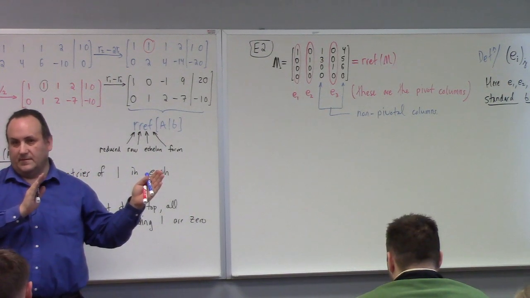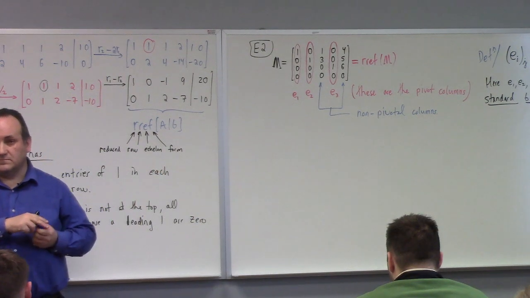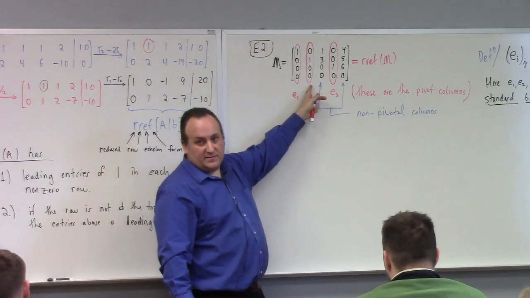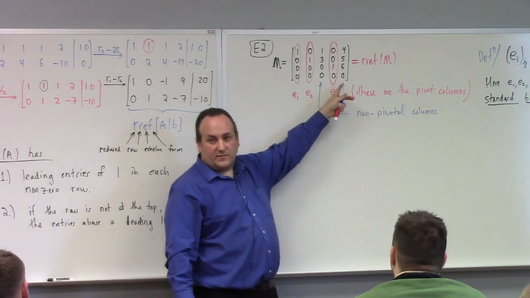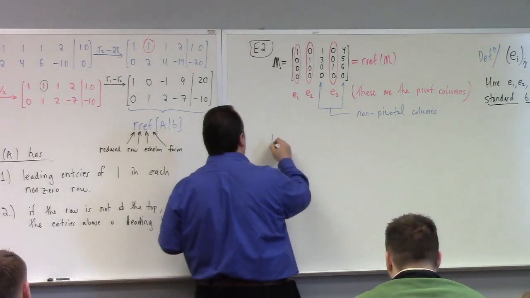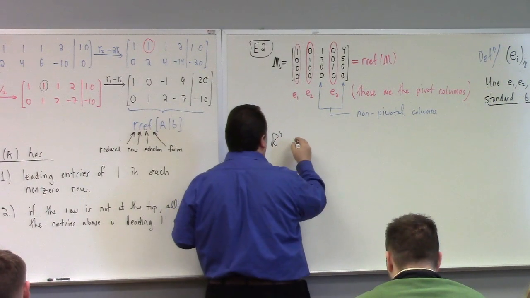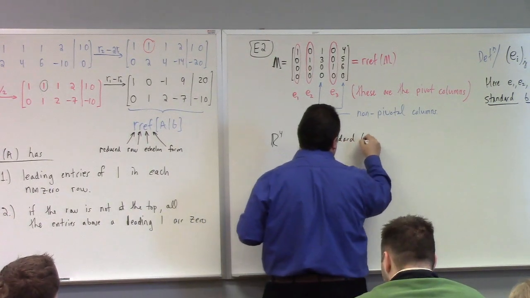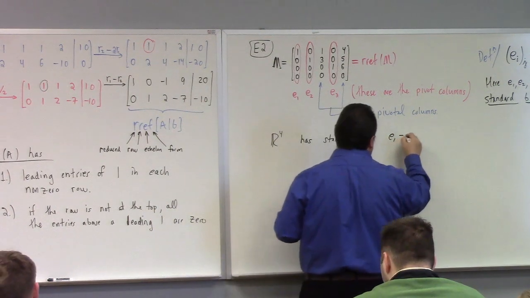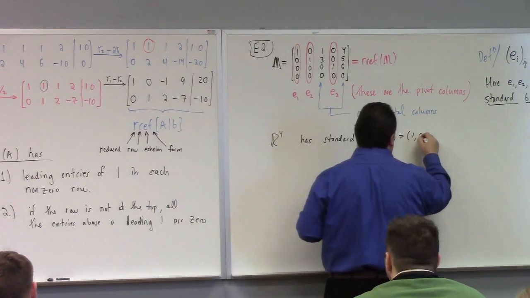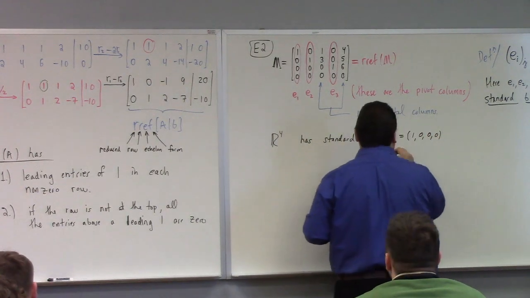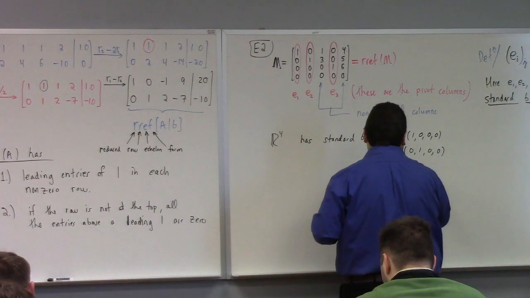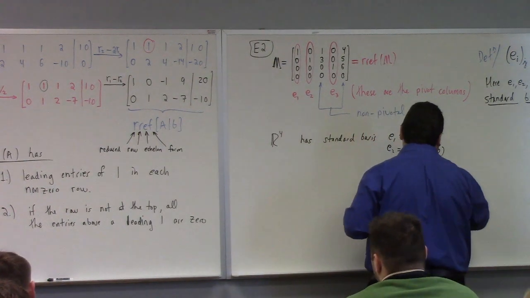Here's the first one. Here's the second one. And here's the third one. So in R4, the standard basis has E1 as 1, 0, 0, 0. E2 is 0, 1, 0, 0. E3 is... that's a great question. So thank you for that.